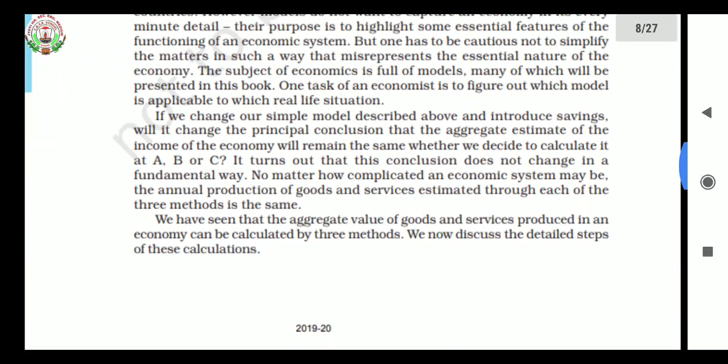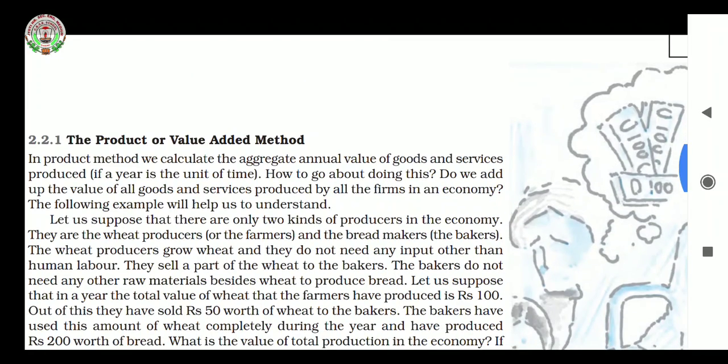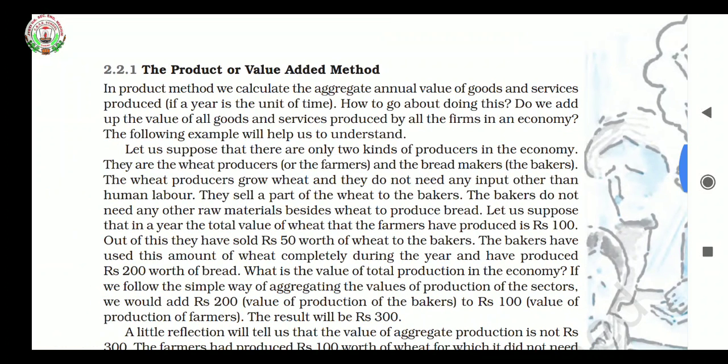Today we will learn the methods of calculating national income. We will start with the product or value added method. As the name suggests, while accounting national income, we only take the amount of final goods, not the intermediate goods. So here we will calculate the value of the final goods by deducting the amount of intermediate goods. Let us take an example.